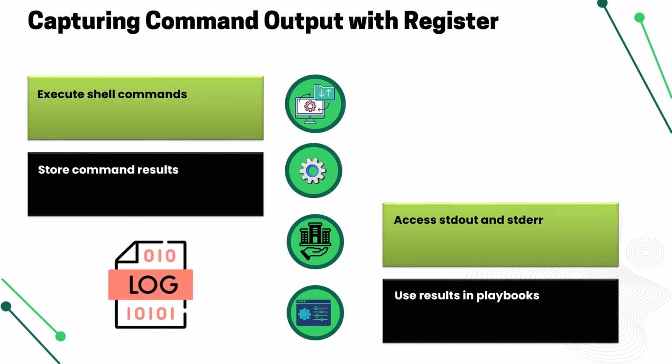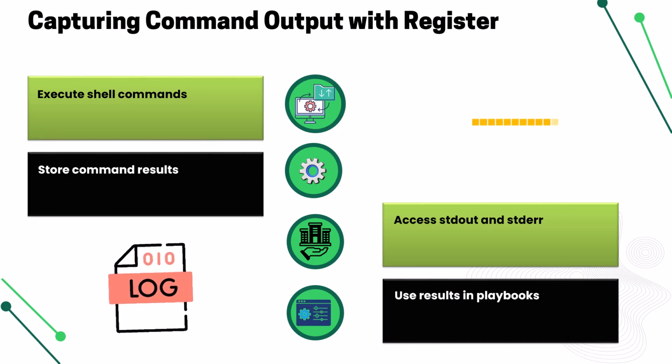Ever wished you could ask a command, hey, what happened? That's exactly what register variables do. They grab the output, whether it succeeded, failed, or printed something important. You get access to stdout and stderr, making it easy to troubleshoot or build logic around the results.